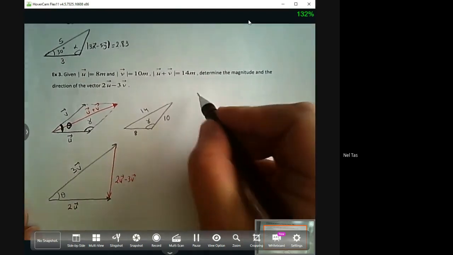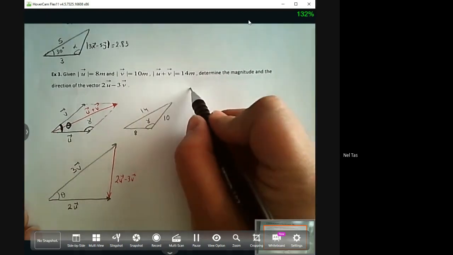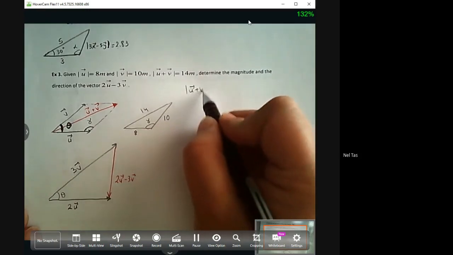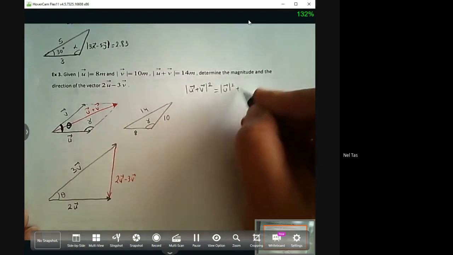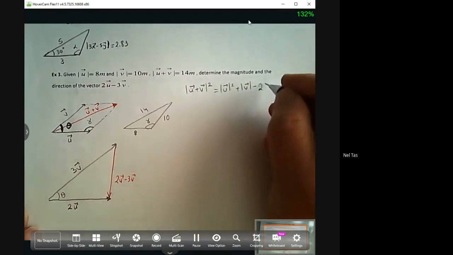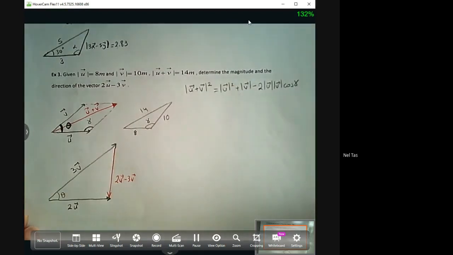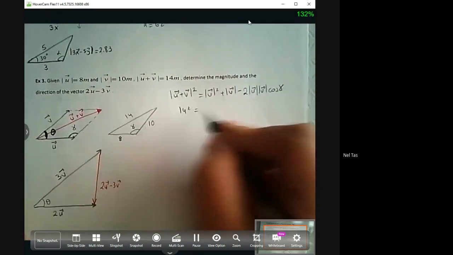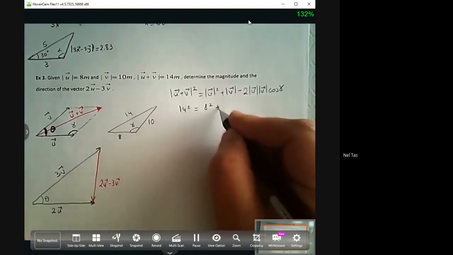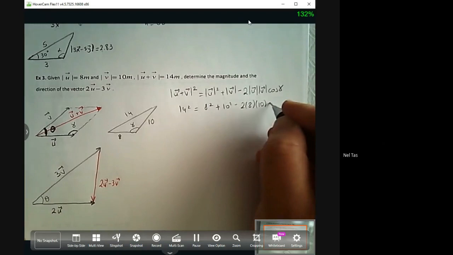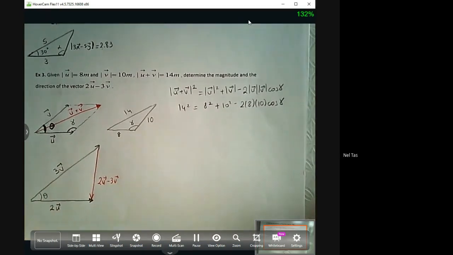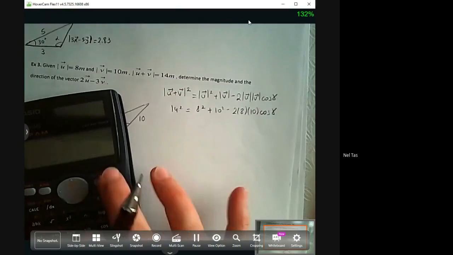So now we can use cosine law again. Say that 14 squared, or if you want to write it with the letters, the magnitude of u plus v squared equals magnitude of u squared plus magnitude of v squared minus 2 times magnitude of u, magnitude of v, cosine gamma. So 14 squared equals 8 squared plus 10 squared minus 2 times 8 times 10 times cosine gamma. So you do these calculations.